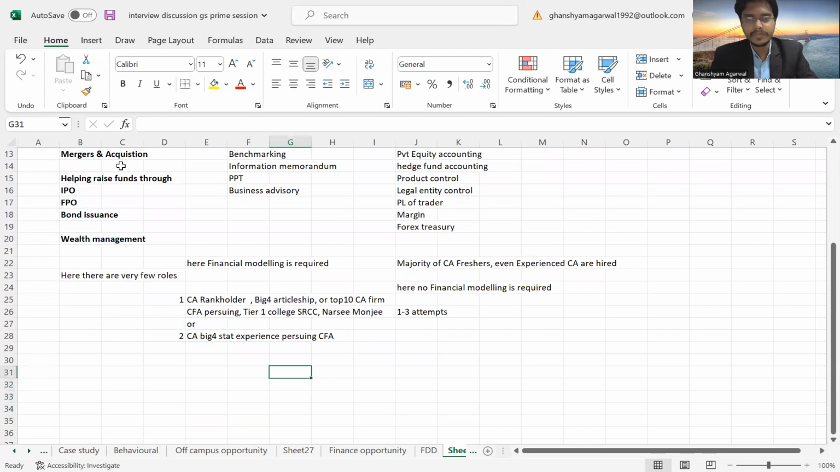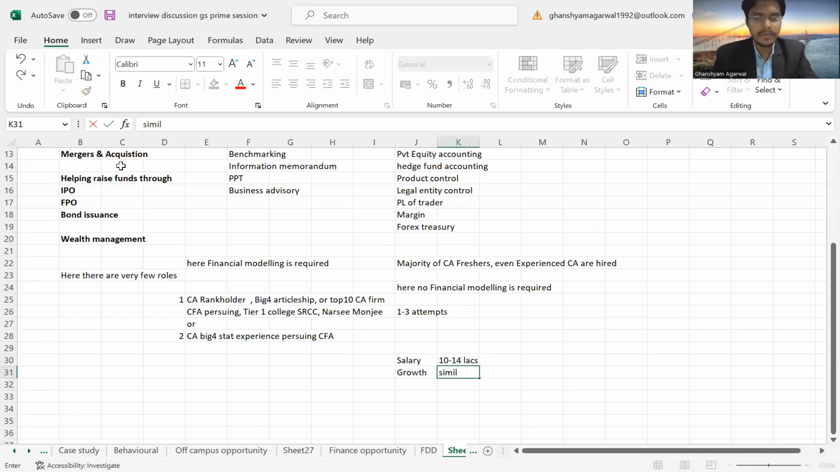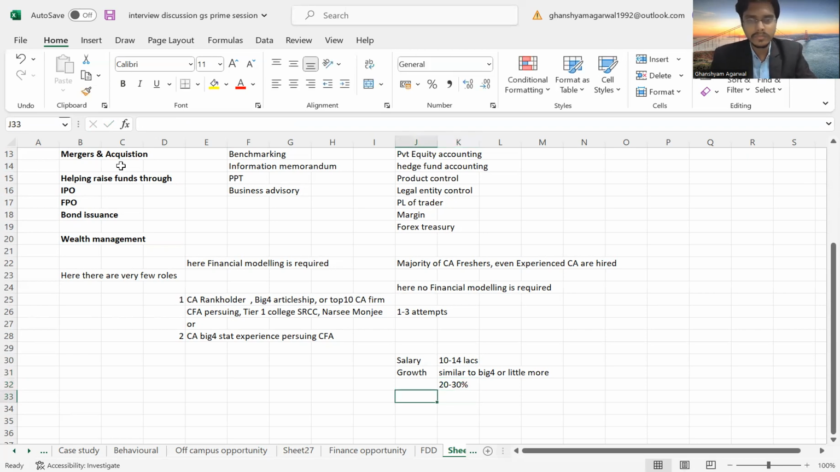Now, what is the salary? The salary here will be around 10 to 14 lakhs. The growth will be similar to Big Four, or a little more. Good earning. The con is always the work-life balance in any profile.